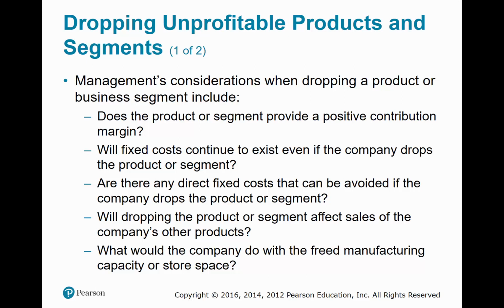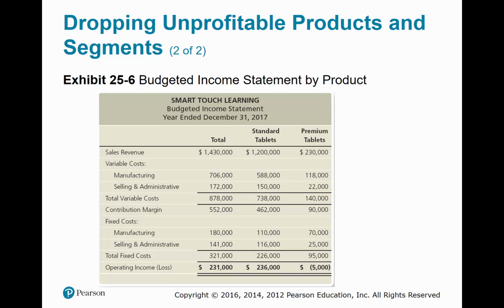Are there any direct fixed costs that can be avoided if the company drops the product segment? Will dropping the segment affect sales of their other products? And if they did drop it, what would they do with the free manufacturing capacity? Would they be able to make more of the higher margin item? So that's the sort of things you have to think of when deciding whether or not to keep or drop an unprofitable segment.